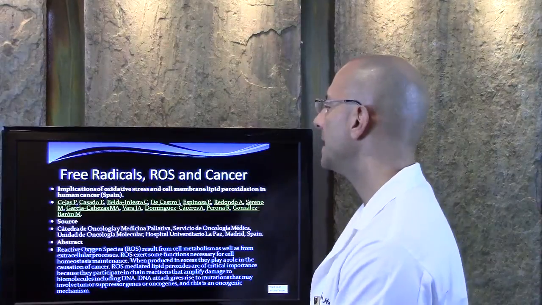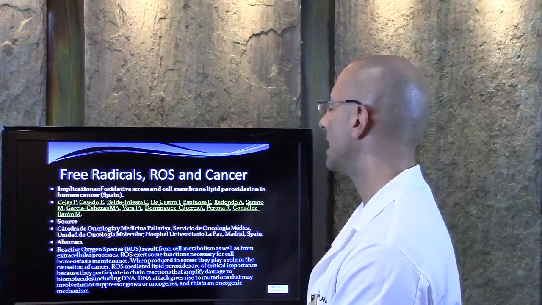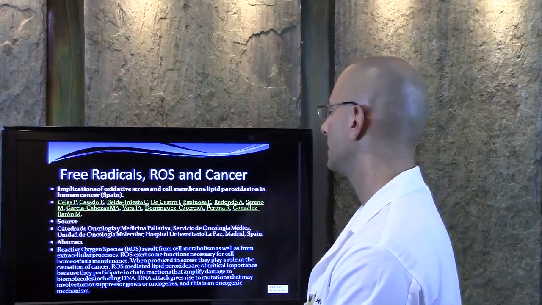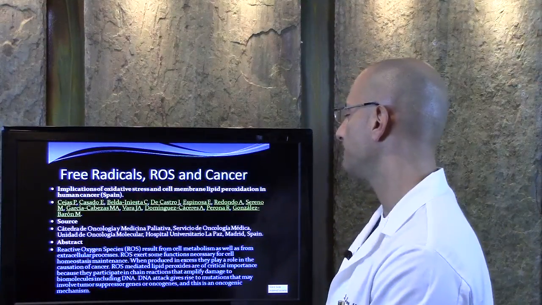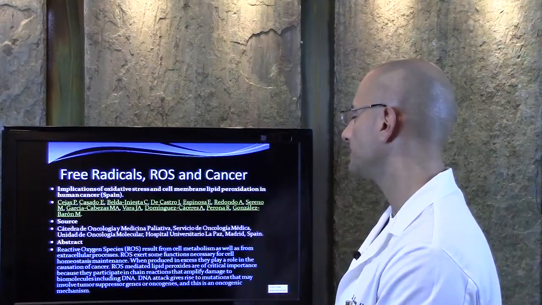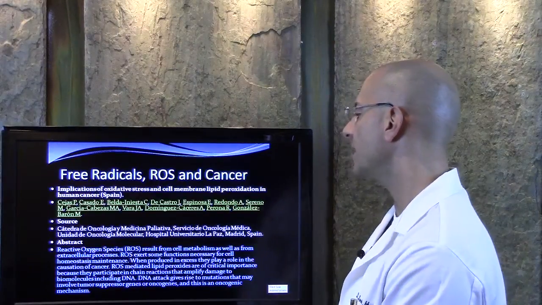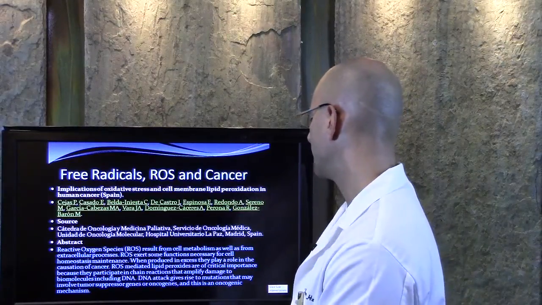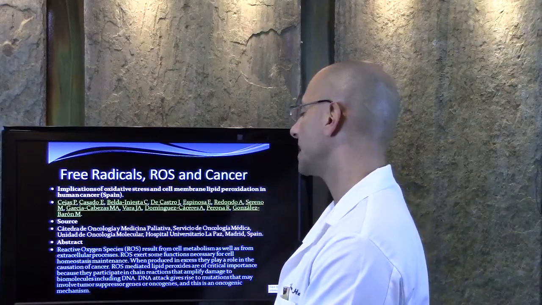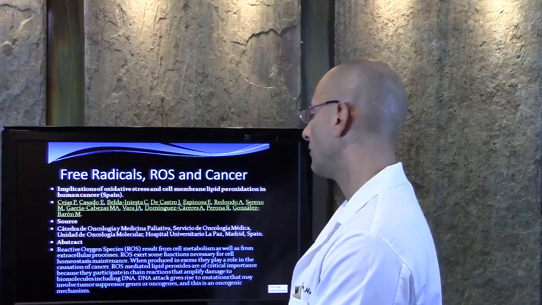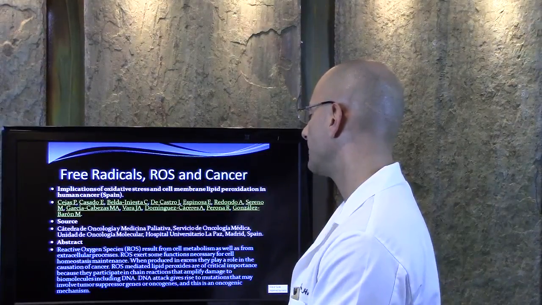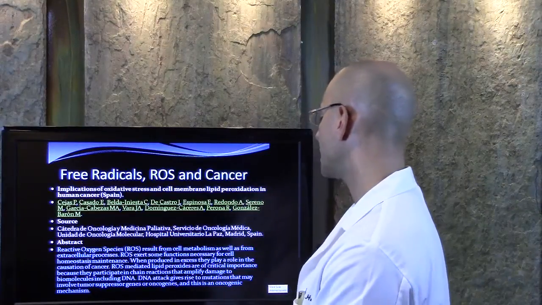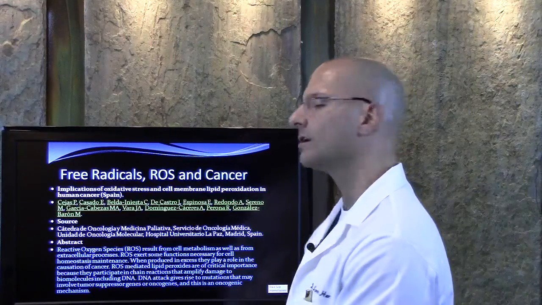This article is called Implications of Oxidative Stress and Cell Membrane Lipid Peroxidation in Human Cancer. This came out of a lab in Madrid, Spain. And their abstract says reactive oxygen species result from cell metabolism as well as from extracellular processes. Reactive oxygen species exert some functions necessary for cell homeostasis. When produced in excess, they play a role in the cause of cancer.